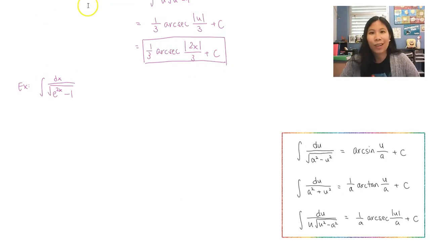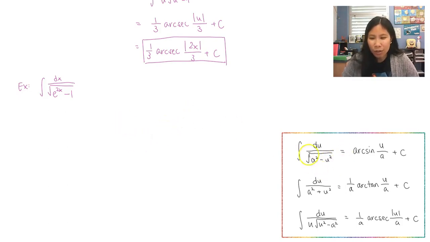Alright, for this next example, I've got dx over the square root of e to the 2x minus 1. Oh my goodness. Okay, so first, this looks like the first formula, the one for arcsine, because I have square roots on the bottom. I don't have anything in front of the square roots, so cool. So then let's define our a and our u.